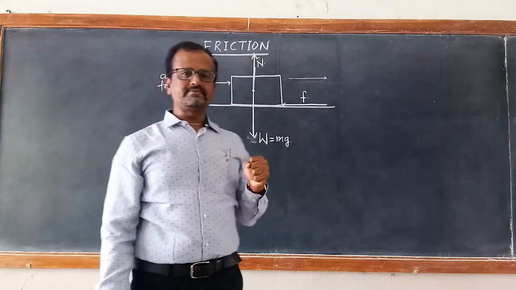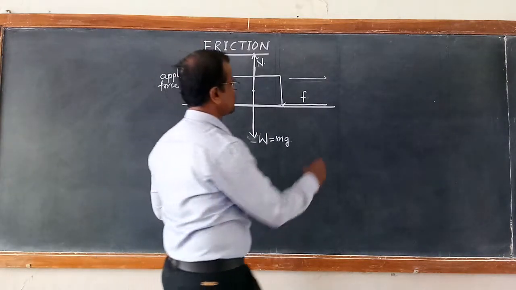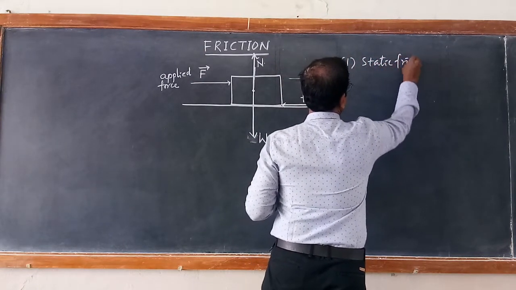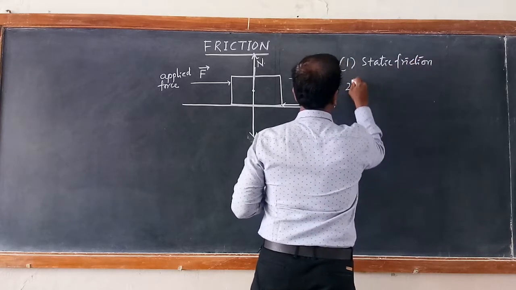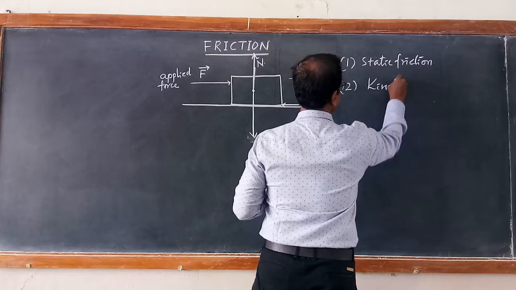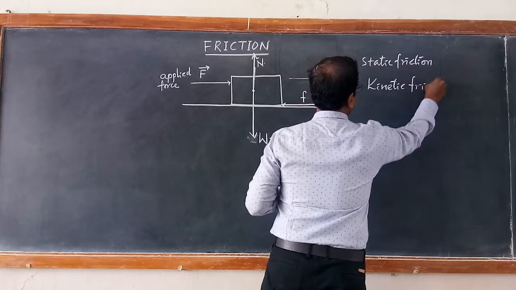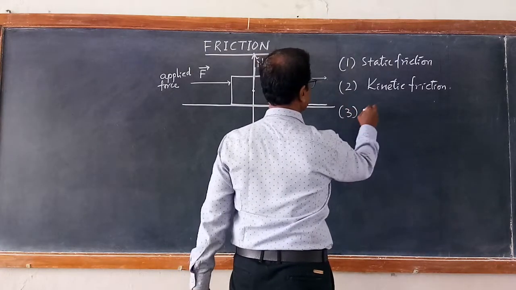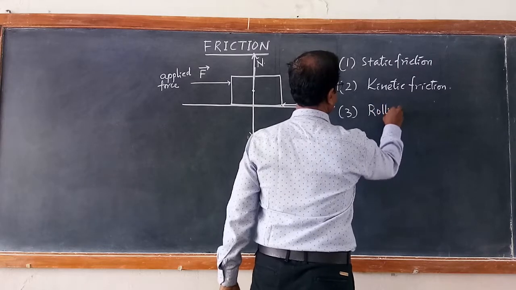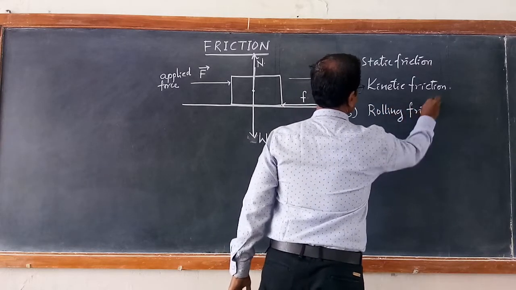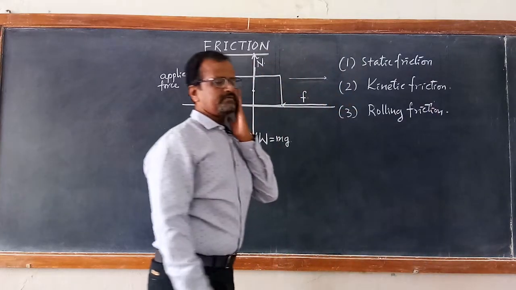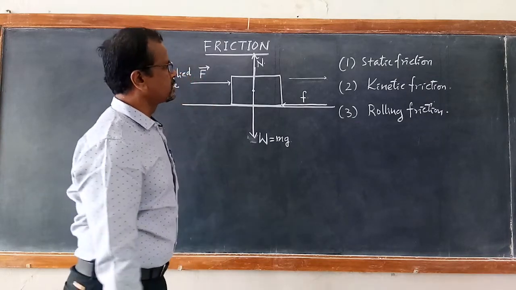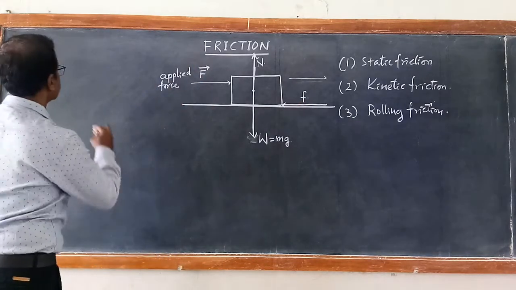Now, there are three types of friction. One is called static friction. The second one is called kinetic friction. The third one is called rolling friction. These are the three types of friction. These are contact forces. Okay. Now let us study first the static friction. What is the meaning of static friction?